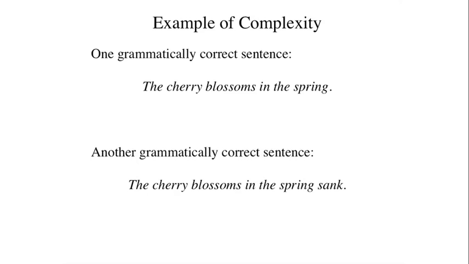Even very simple sentences can be complex. Here we see two grammatically legal sentences. They are the same in all but the last word, but their structure is entirely different. In the first sentence, the main verb is blossoms, while in the second sentence, the main verb is sank, and blossoms is a noun.